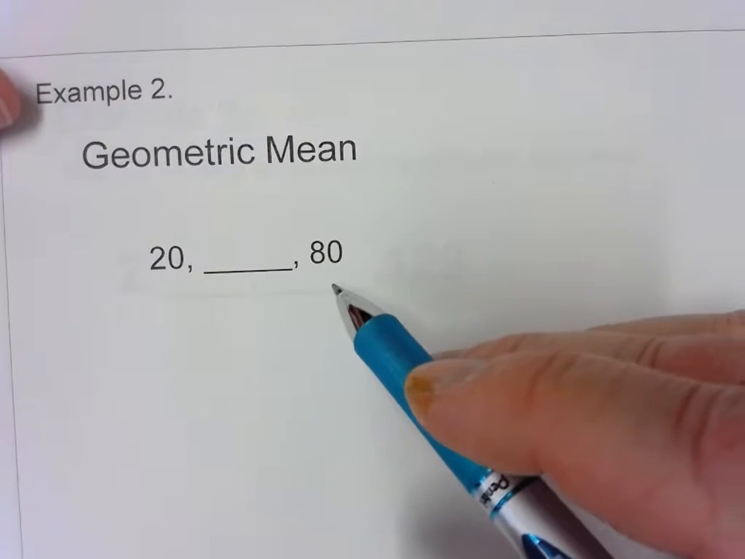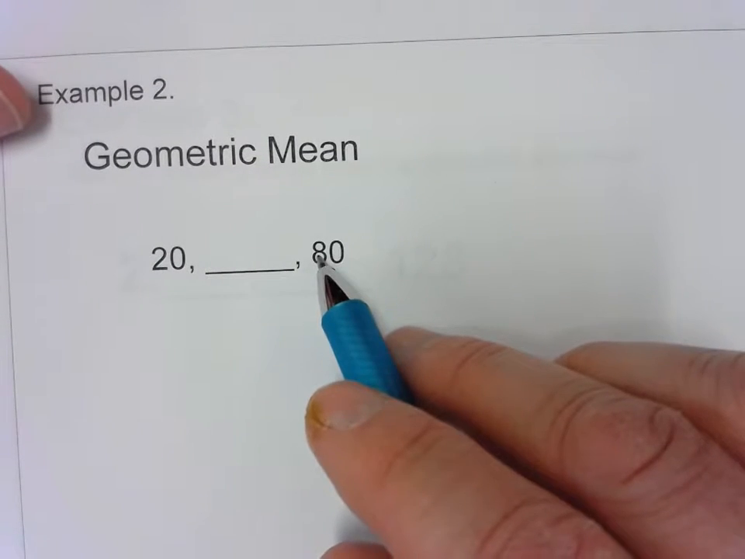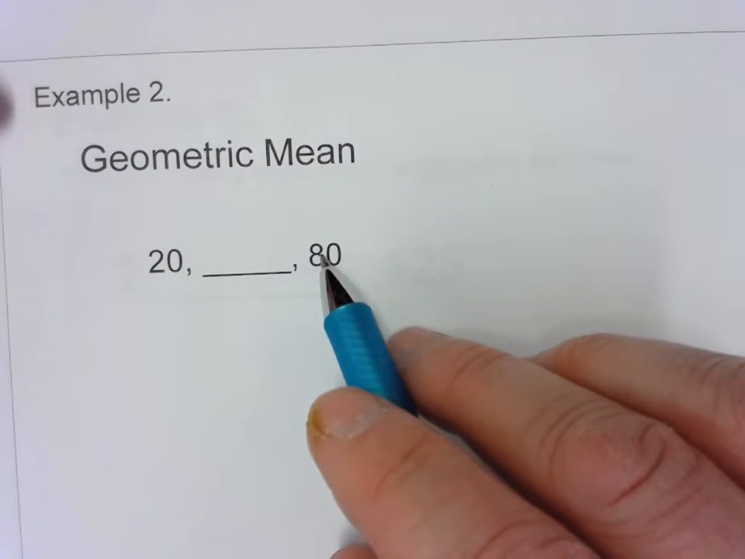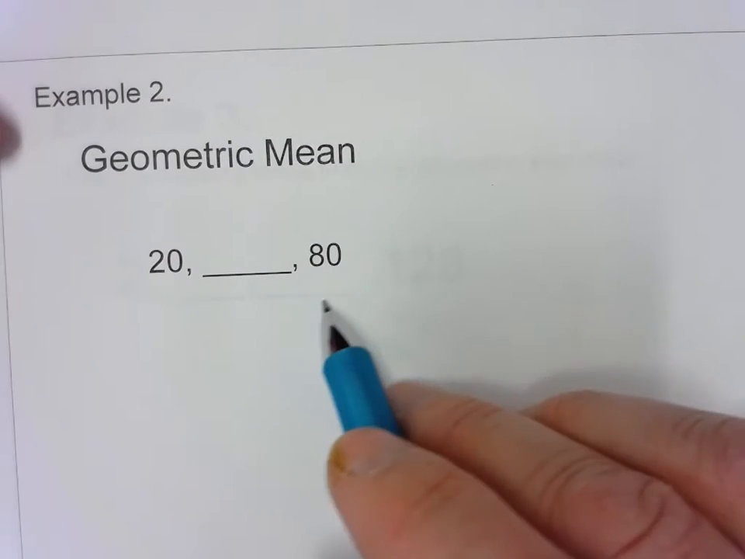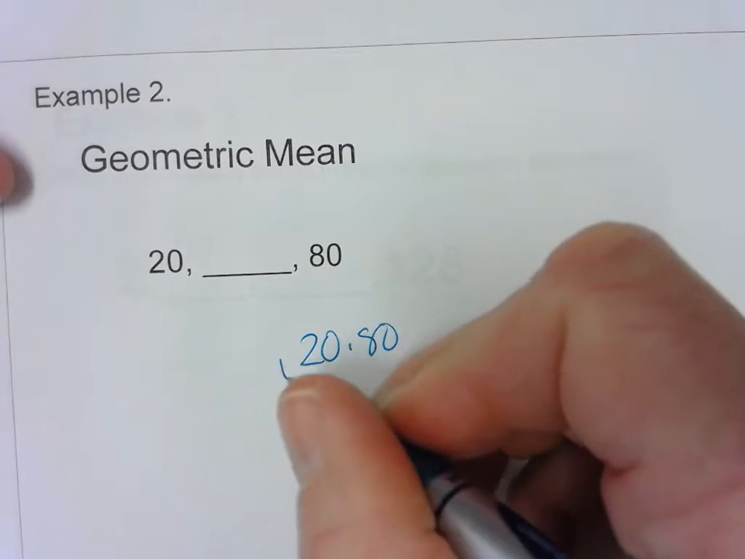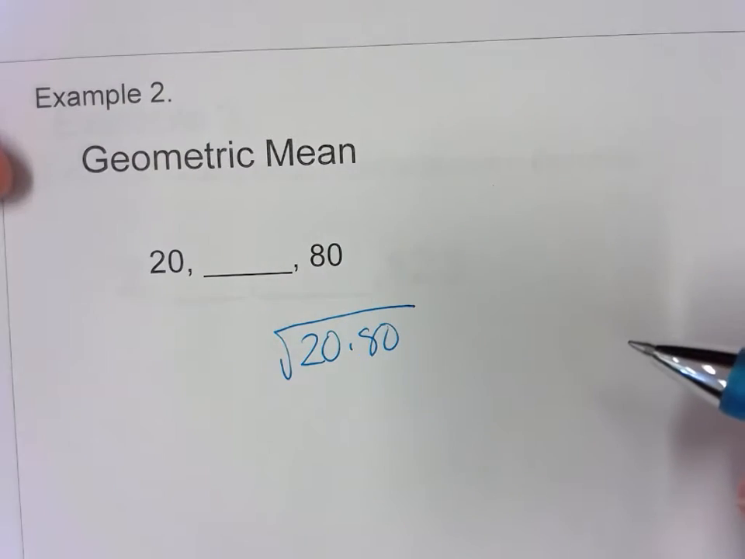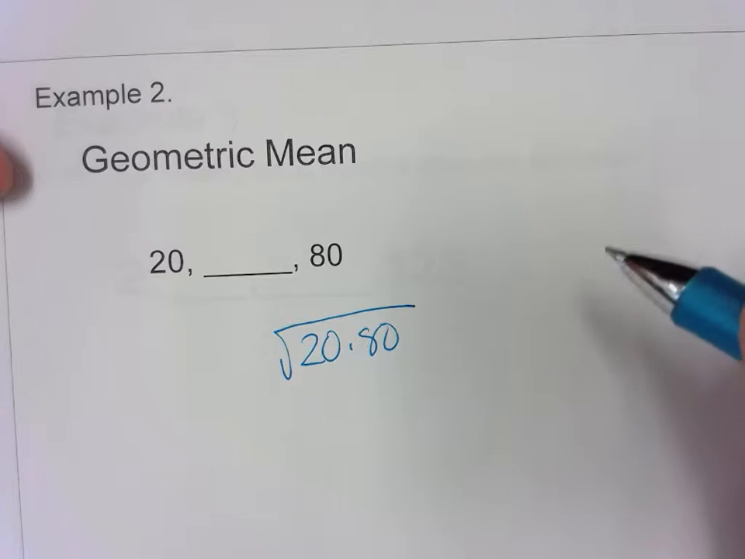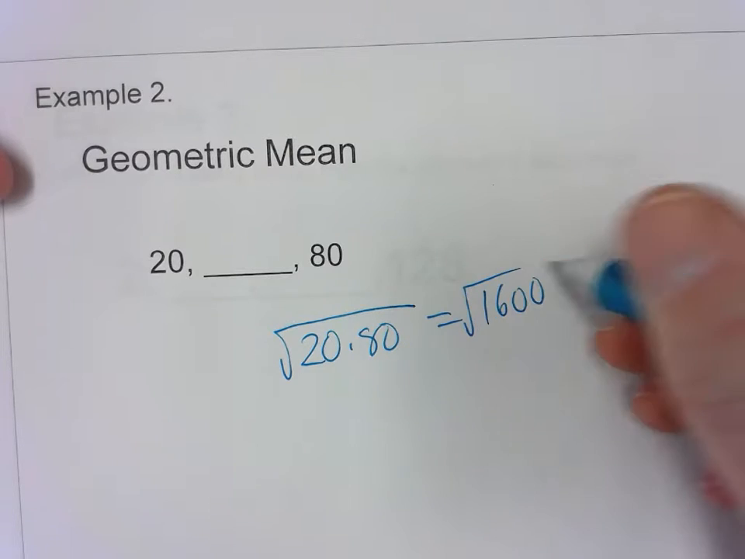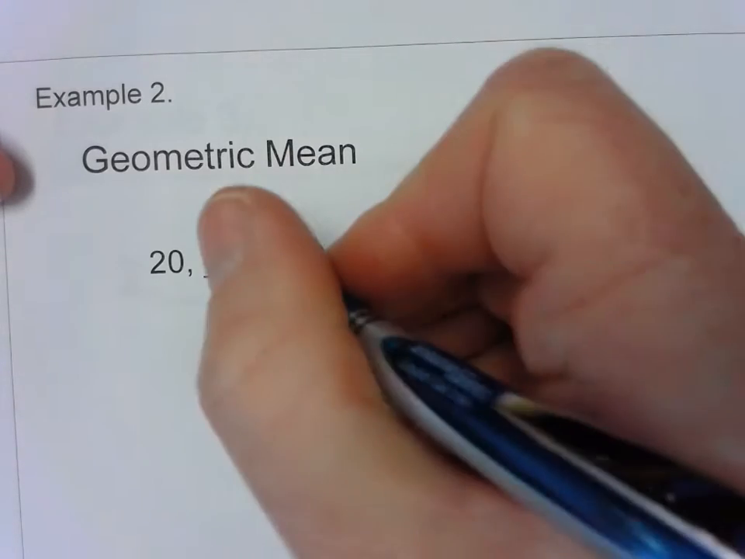Geometric mean, we add two numbers together and divide to get the arithmetic mean. Well, we kind of do the same kind of thing. We're going to do two operations, but we're going to multiply two numbers together and then take the square root. So it's kind of analogous with the other one. So that'd be 1600. Square root of 1600 is 40. So 40 fits in here.